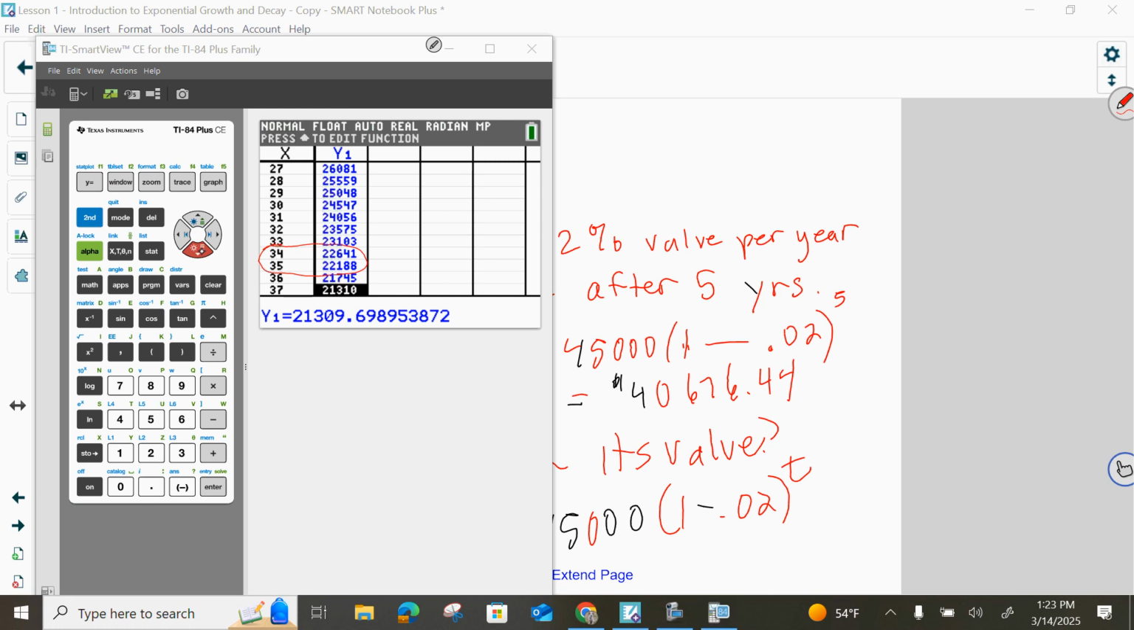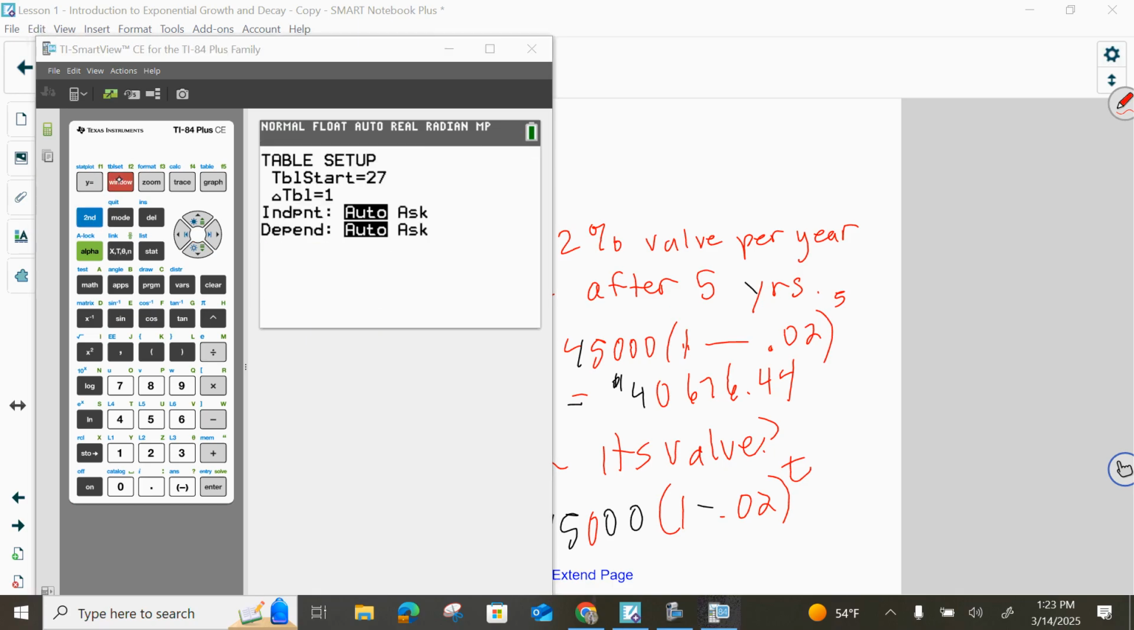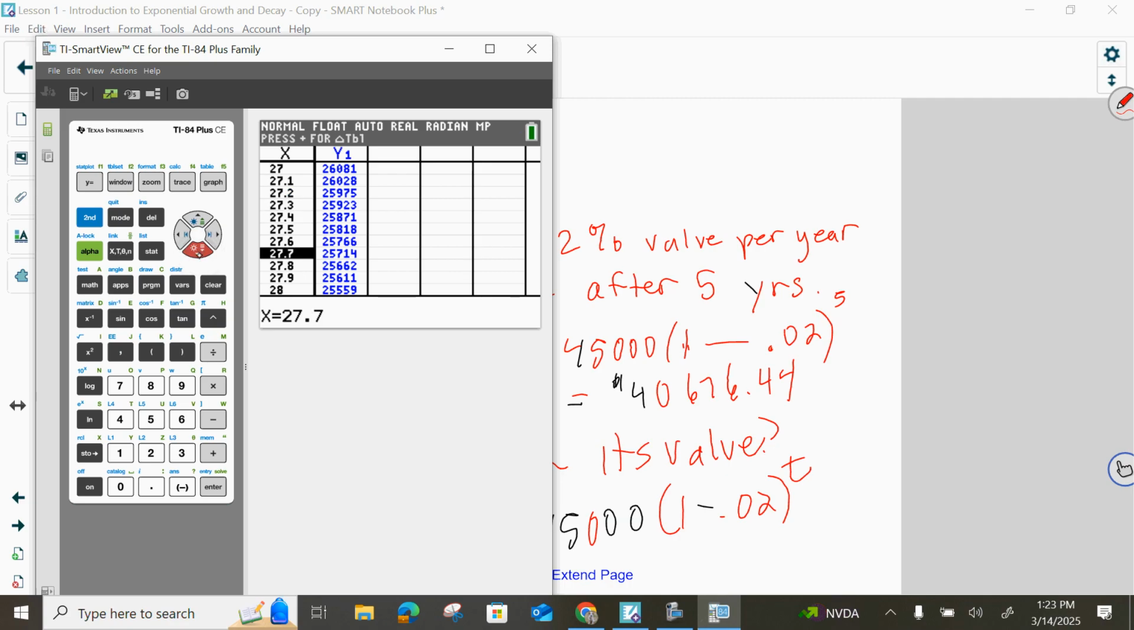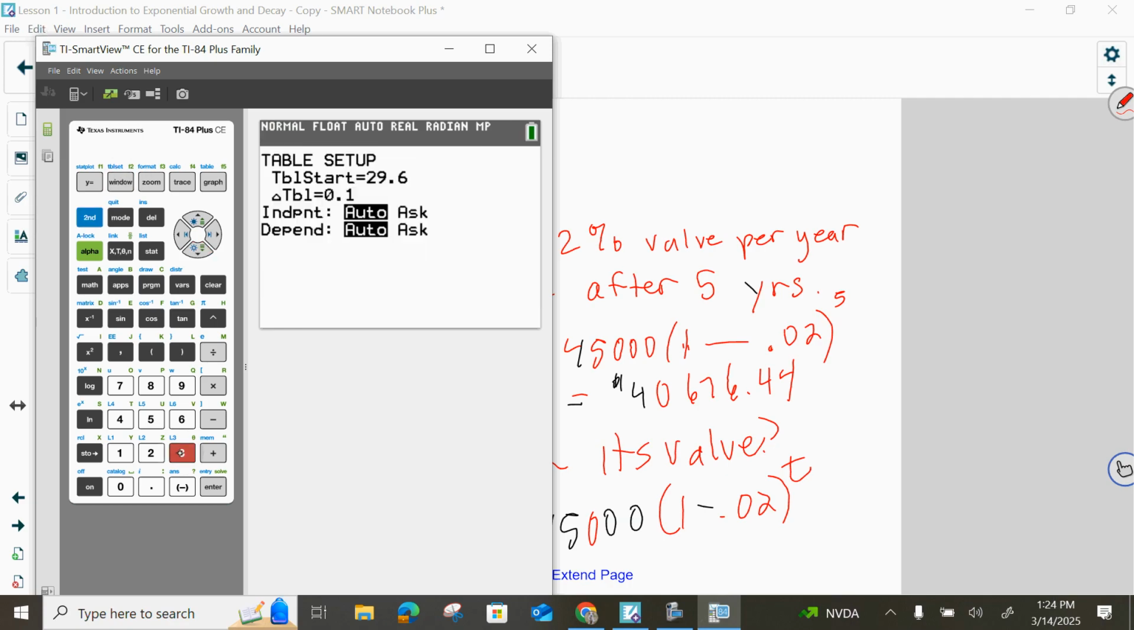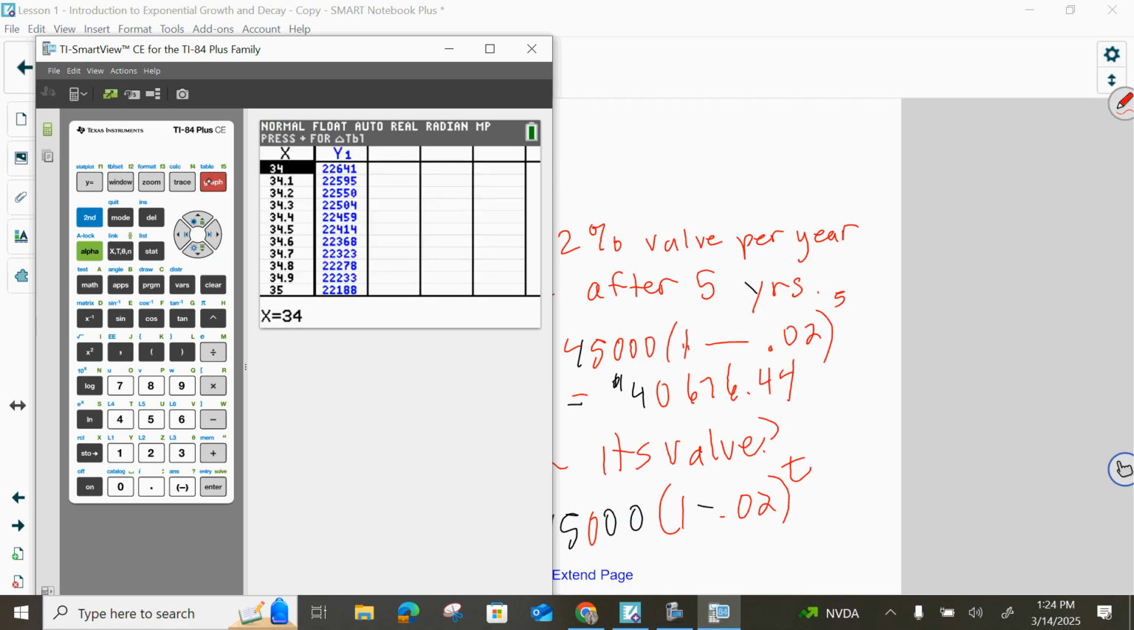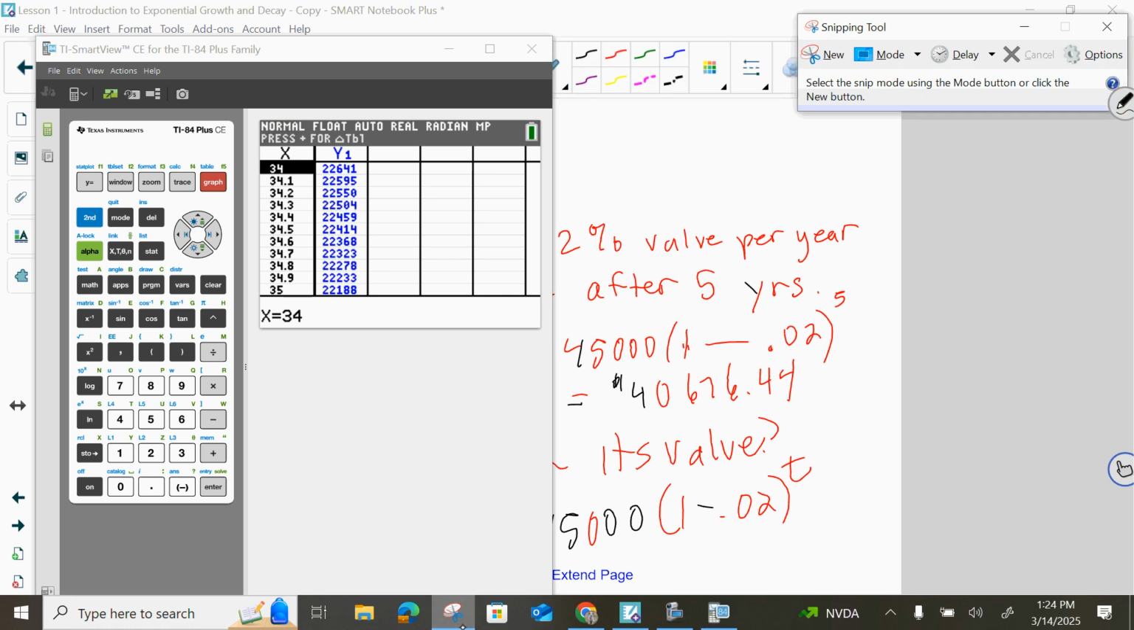You can get a little more exact, right? I can go second window, and I can say, okay, instead of changing tables by 1, jump by 0.1, and I can get even closer, right? What am I looking for? 22,500. I should have started at a different number. I'm just going to jump. Hold on. So we're looking for 22,500, right? So look, right there. Best answer would probably be 34.3 years.